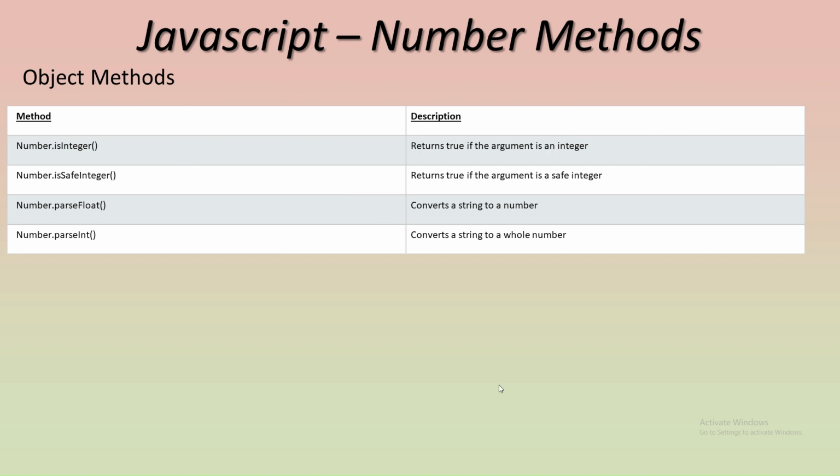Number.isInteger, where Number is an object and isInteger is the method, returns true if the argument is an integer. Number.isSafeInteger also returns true if the argument is a safe integer. Number.parseFloat converts a string to a number. Number.parseInt converts a string to a whole number. Let's see them in action.